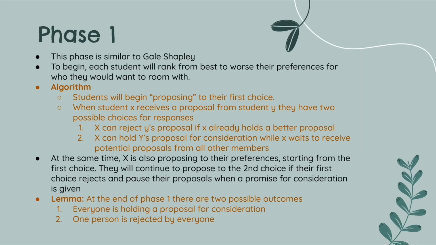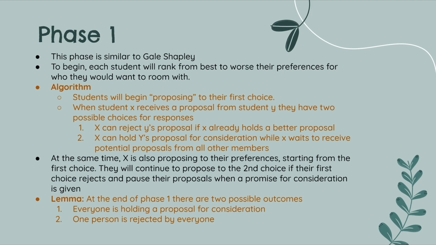The first phase of the Irving algorithm is quite similar to the Gale-Shapley algorithm. To begin, each student will rank their preferences from best to worst of who they would like to room with. Students will then begin proposing to their first choice. When student X receives a proposal from student Y, they have two possible choices for response. X can either reject Y's proposal if X already holds a better proposal, or X can hold Y's proposal for consideration while X waits to receive potential proposals from all other members.